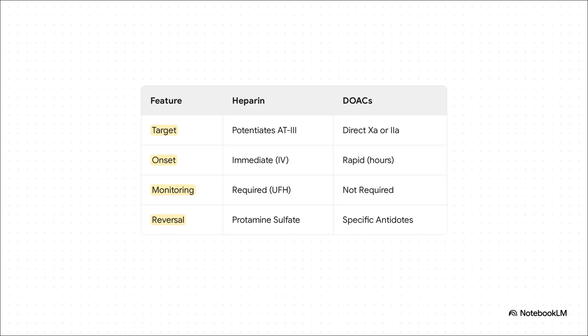And you absolutely must know about heparin's biggest, scariest risk. A bizarre, paradoxical condition called heparin-induced thrombocytopenia, or HIT, where the drug that's supposed to prevent clots actually causes them.